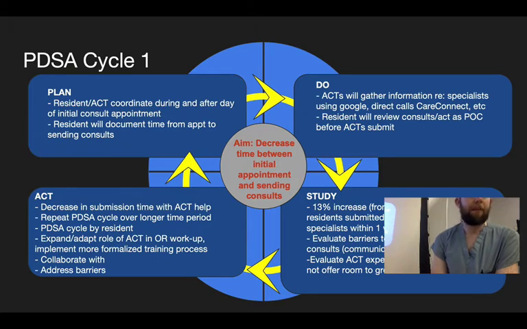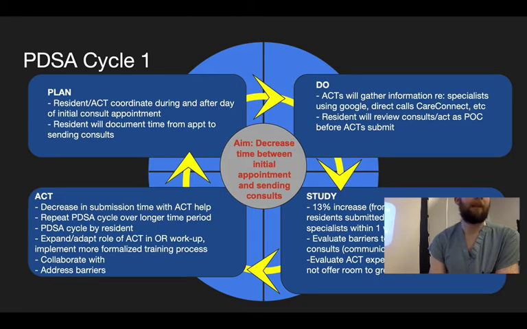And then decrease submission time with the ACT's help. Repeat the PDSA cycle over a longer period of time so that we have more data, so we can really see the impact this is having, or if this is really an issue to begin with in terms of trying to identify bottlenecks along the way.